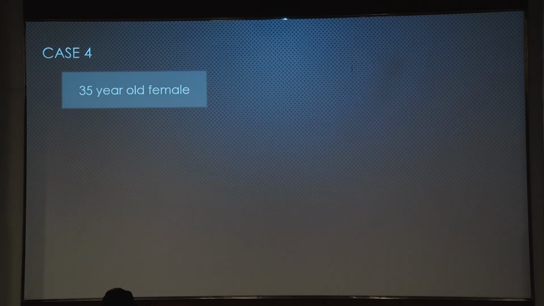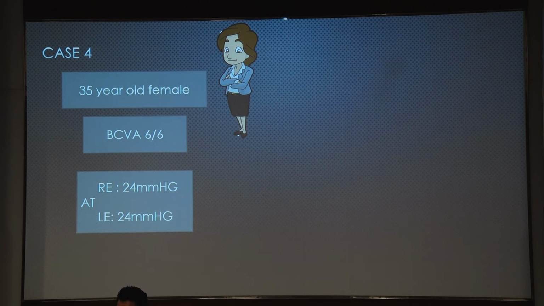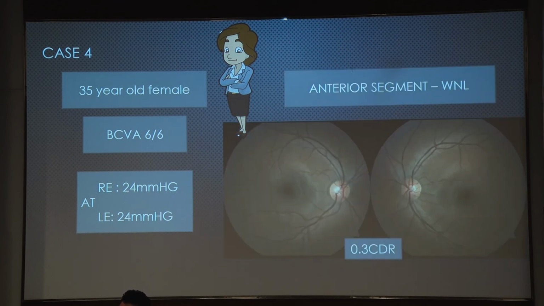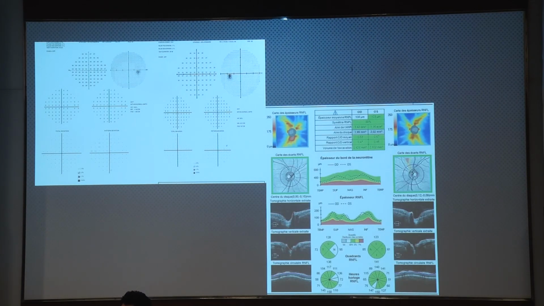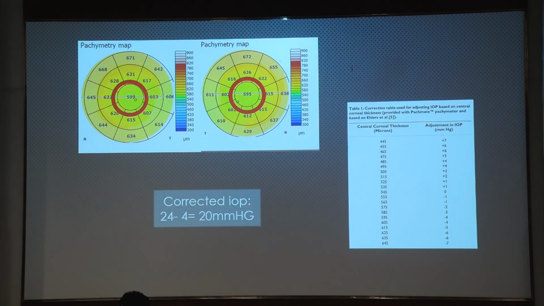Coming to the last case, a 35-year-old female with a best corrected vision of 6/6 in both the eyes had an IOP of 24 millimeters of mercury in both the eyes. Her anterior segment and posterior segment were within normal limits with a cup disc ratio of 0.3 in both the eyes. Her HFAs were within normal limits, so was the OCT. So why were the pressures actually high? On doing a pachymetry, we saw that the central corneal thickness was 599 in both the eyes. So the corrected IOP was actually only 20 millimeters of mercury.